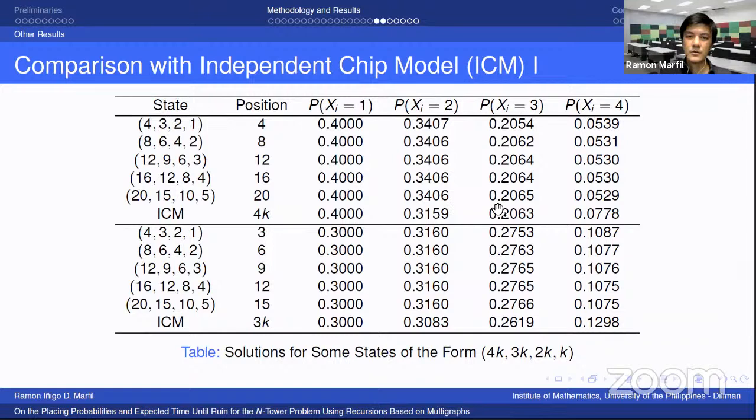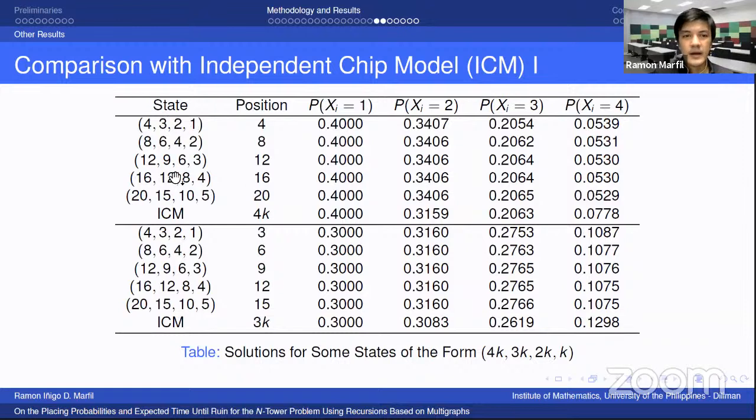Okay? So hindi equal yung placing probabilities kapag equal yung proportions nung wealth ng mga players. So ibig sabihin nagma-matter yung exact amount or yung exact value ng wealth ng bawat player.